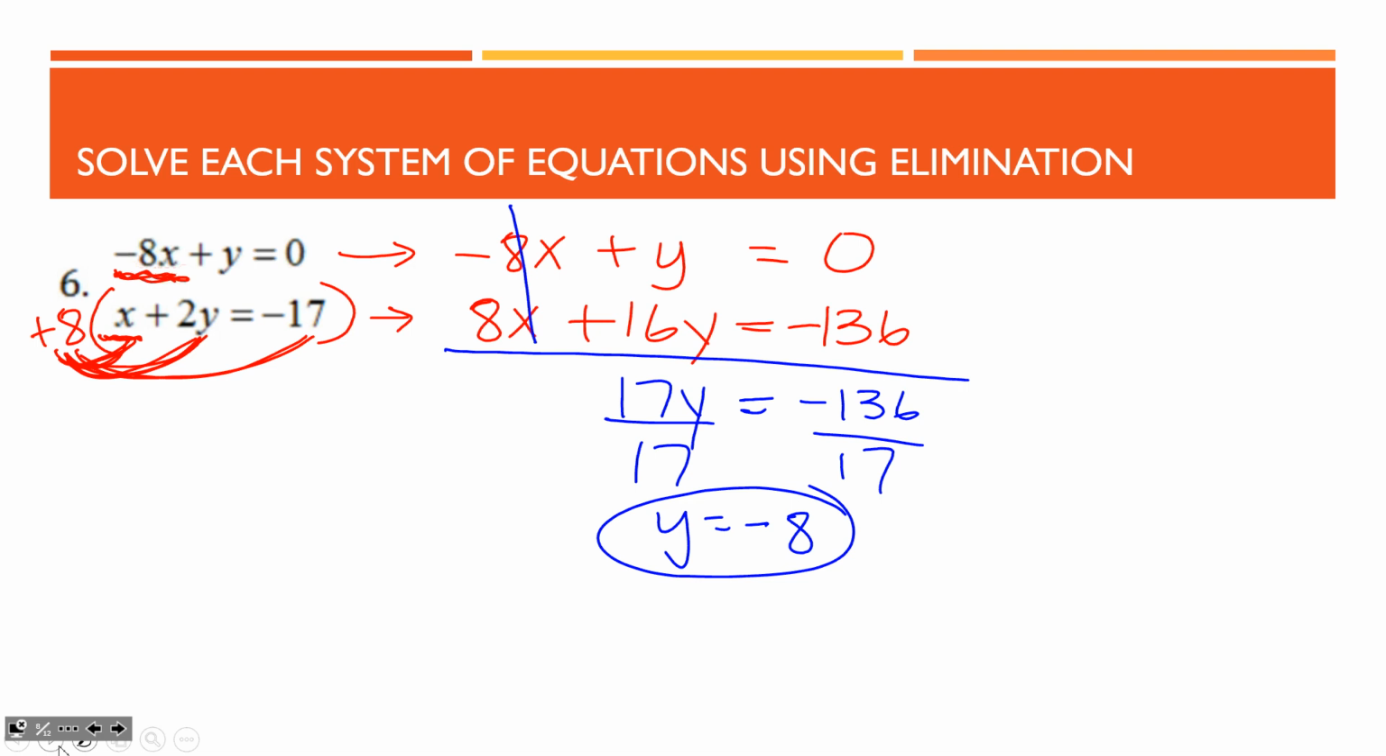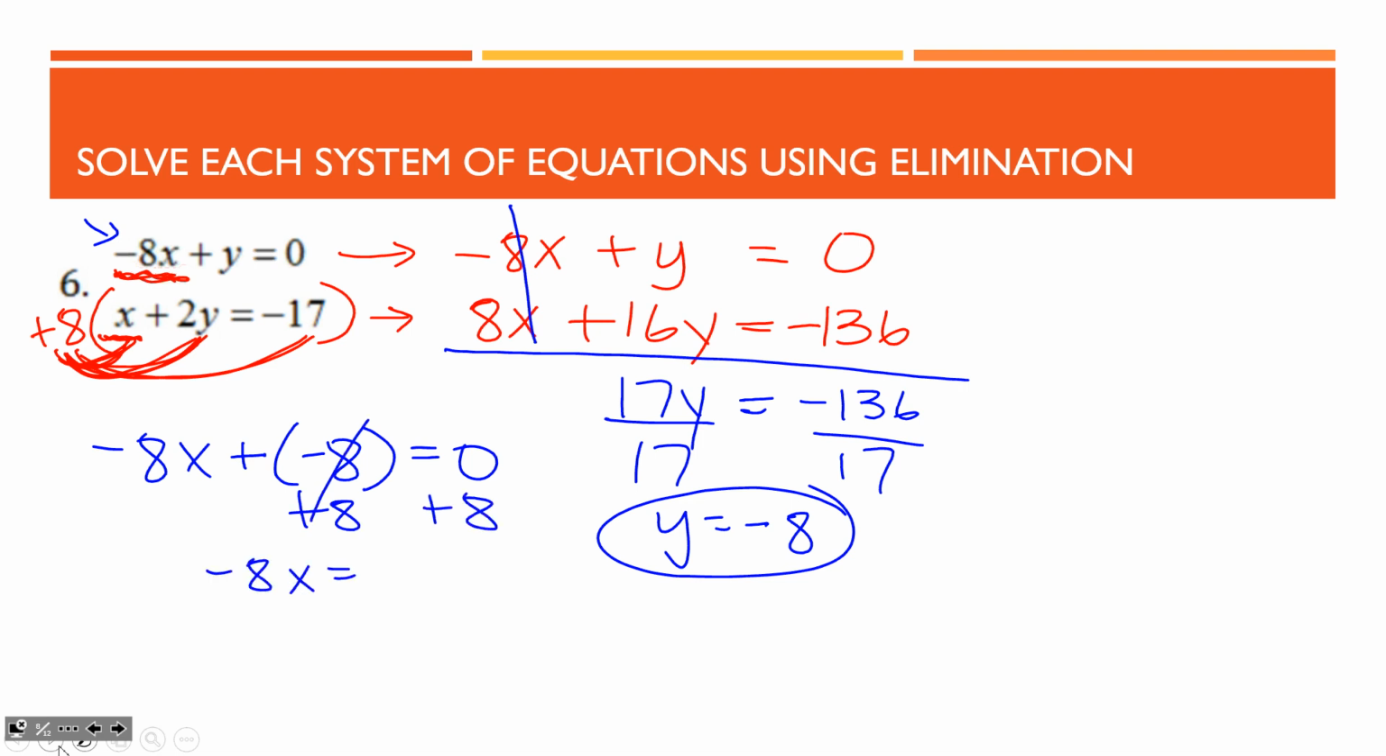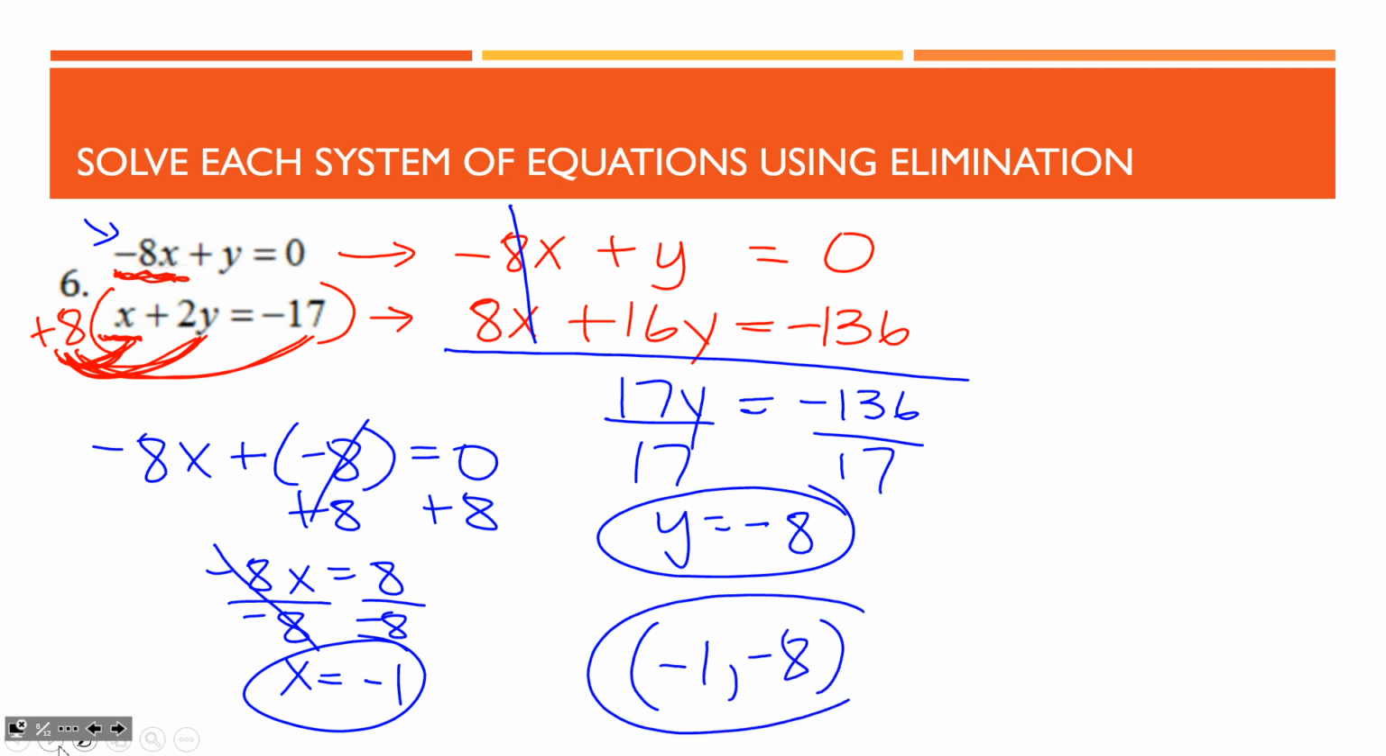And now, just like we did before, I'm going to pick either one of the original equations. I'll use the top one. So negative 8x plus y, where y is negative 8, equals 0. To solve for x, I'm going to add 8 to both sides. I have negative 8x is equal to 0 plus 8, which is 8. And then to get x by itself, I have to divide by negative 8, so x is equal to negative 1. So what's the solution? Where do these two lines intersect? They intersect at the point negative 1 comma negative 8.